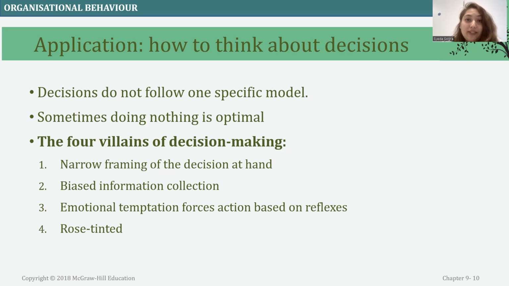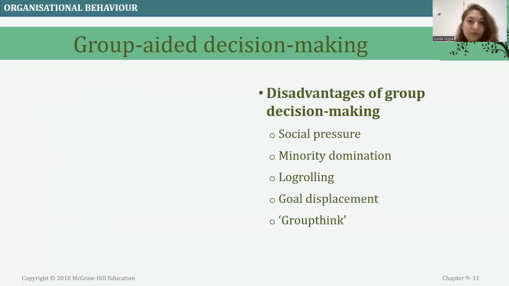There are 4 variants of decision making which give us a really hard time when we want to make a decision. The first one is narrow framing of the decision at hand. It can be based on biased information that has been collected. Emotional temptation also focuses on action based on reflexes, or it can be a rose-tinted method as well.